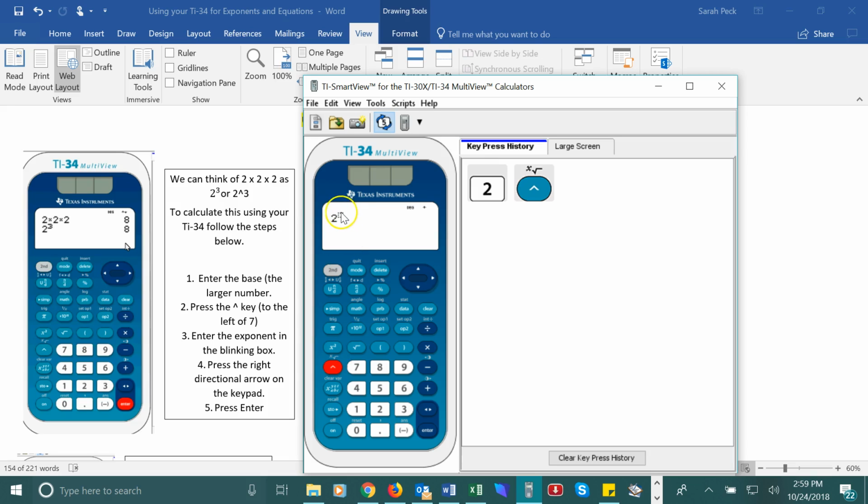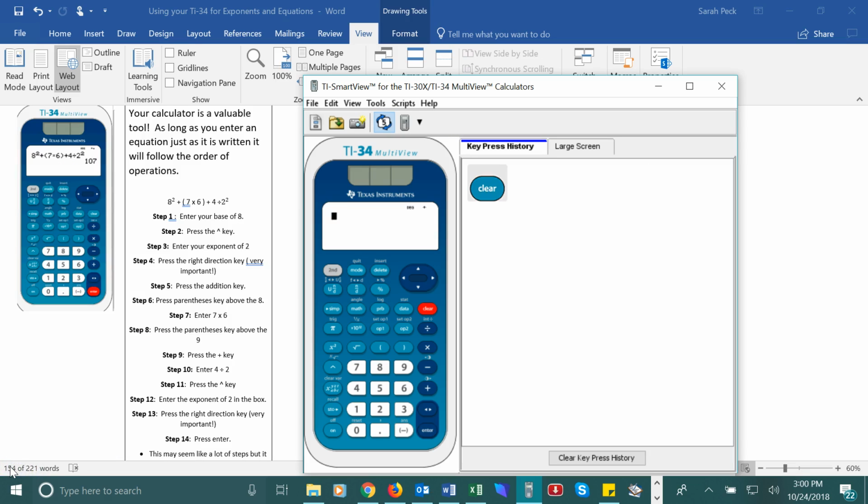Now that that black box is blinking, that tells us that we can enter our exponent, and our exponent is the number 3. Now this next step is very important. We want to press the right direction arrow that's just highlighted now in red. That tells the calculator we're done entering our exponents. We can press enter, and we get our answer of 8. So those are the steps to take in order to calculate exponents using your TI-34 calculator.